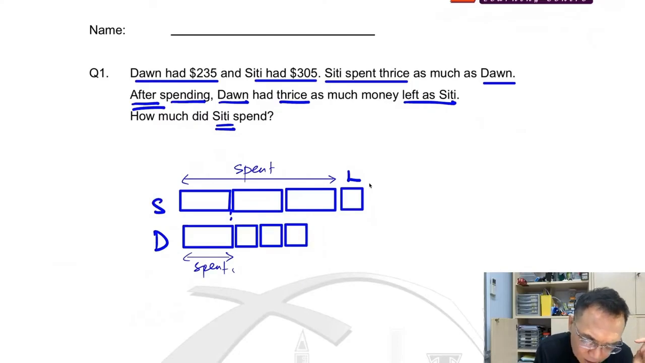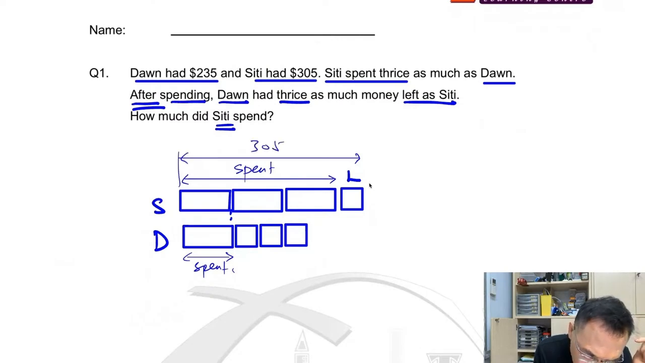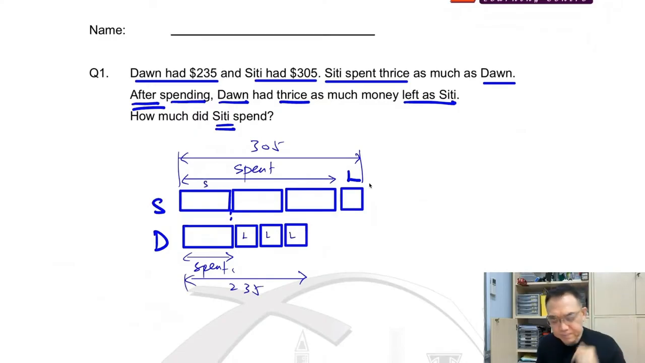And we know that Siti is 305. So if Siti is 305, then I need to make this model 305, and the one below will be 235, the whole thing. This will be the 235. These models are the left models, and these are the spent models. So far, do you understand? If you understand, give me a thumbs up.